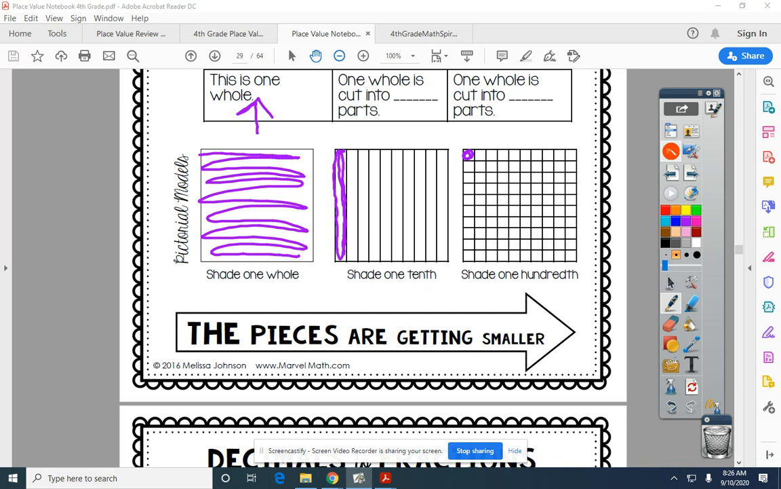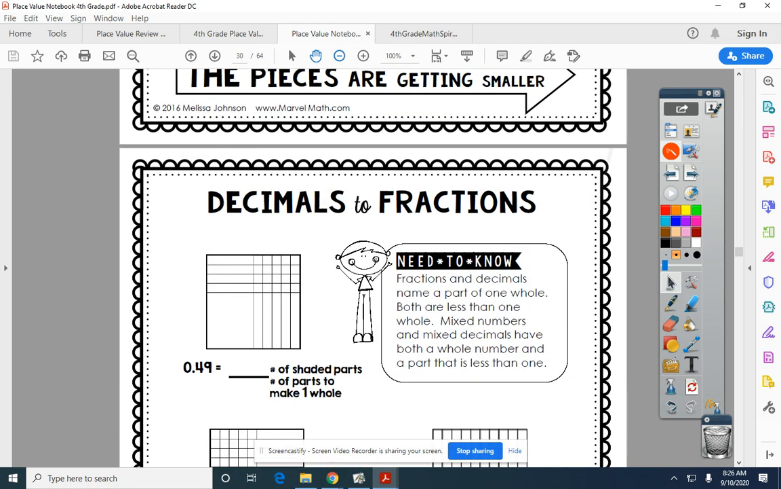Okay. So as we move from one whole to 1/10, the pieces get smaller. Yes, the pieces get smaller. We're making more and more pieces, right? Okay. Next page.